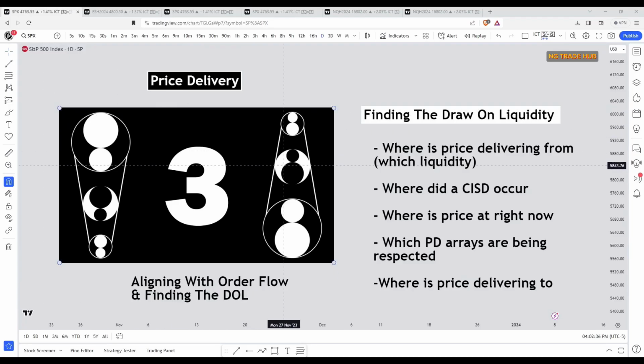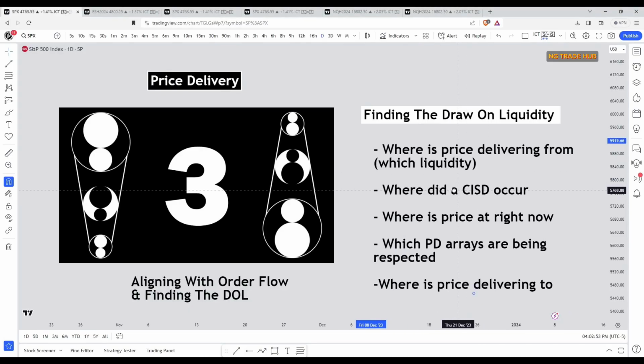So I like to see, where is price delivering from? Which level of liquidity? Did it take out buy side liquidity and expand lower, or did it take out sell side liquidity and expand higher? If it took out buy side liquidity and expanded lower, where did a change in the state of delivery occur? Or where did a bearish order block form? Or the opposite. If it took out sell side liquidity and expanded higher, did a bullish change in the state of delivery occur?